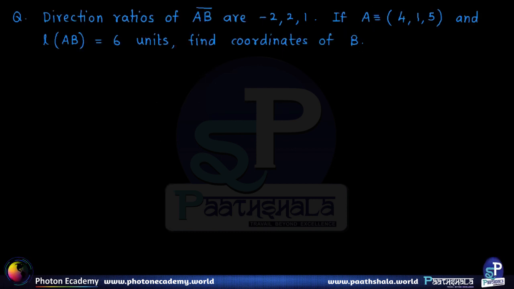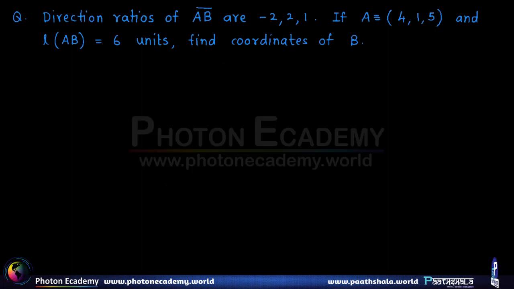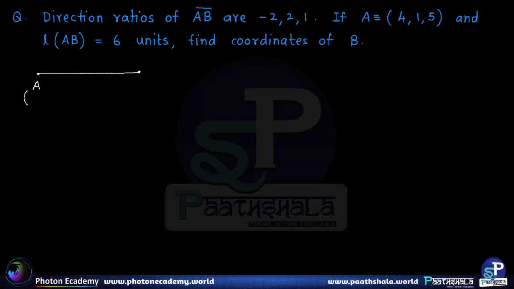Let's move on to the next sum. Now here the direction ratios of vector AB are minus 2, 2, 1. If point A has coordinates 4, 1, 5 and length of segment AB is 6 units, then find the coordinates of point B. So here by AB bar we are basically given a segment joining A and B. So let us consider that. Here it is point A, we show its coordinates 4, 1, 5. Here it's point B, whose coordinates we have to find. So let's, for the sake of convenience, assume them as x, y, z.